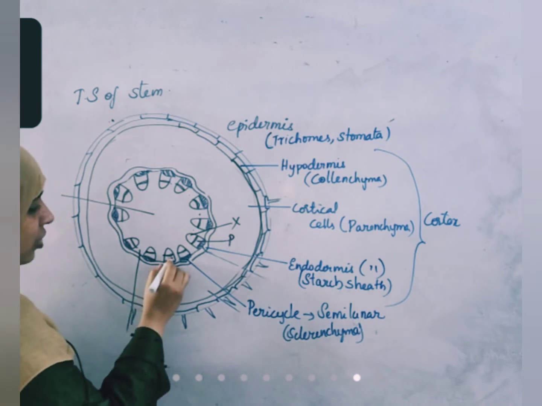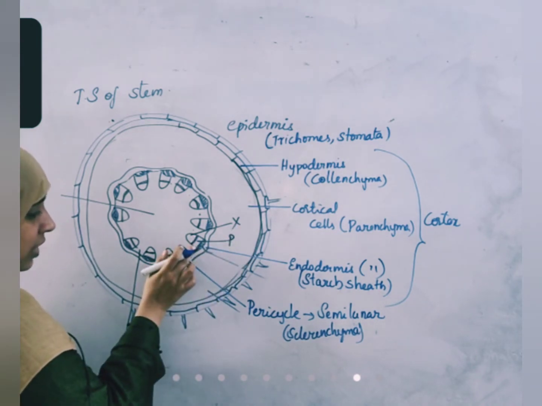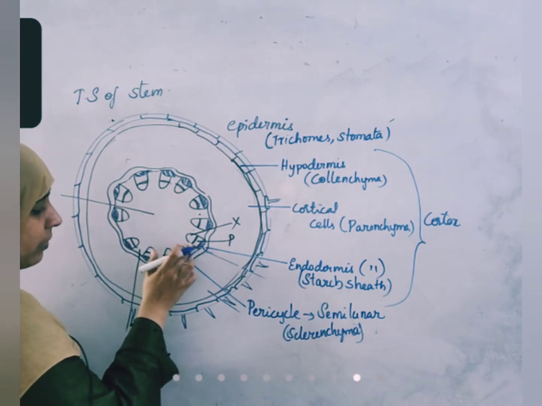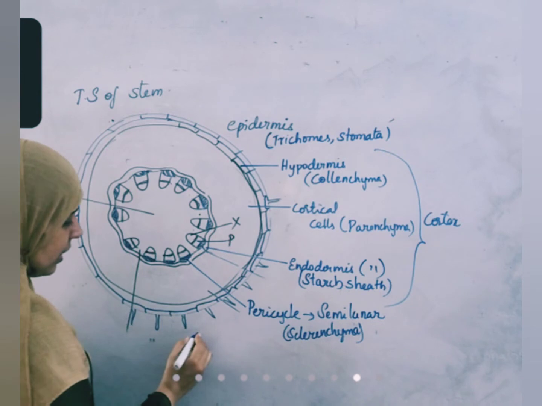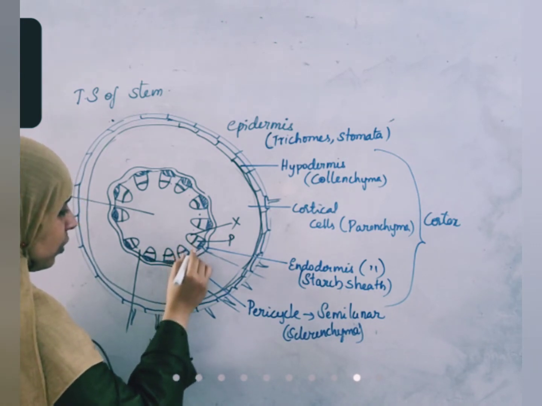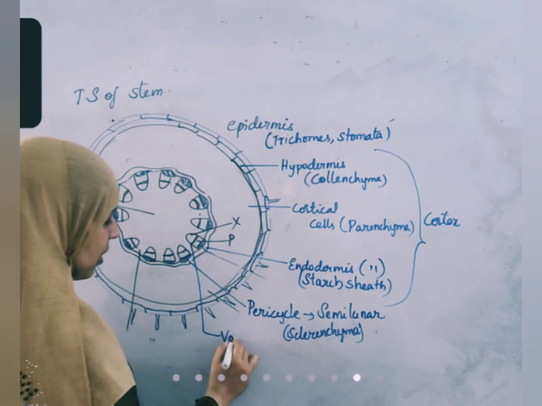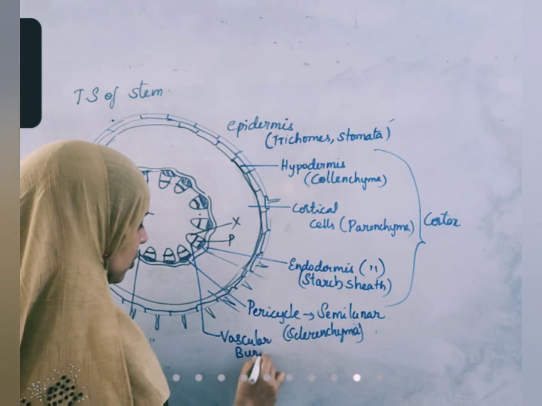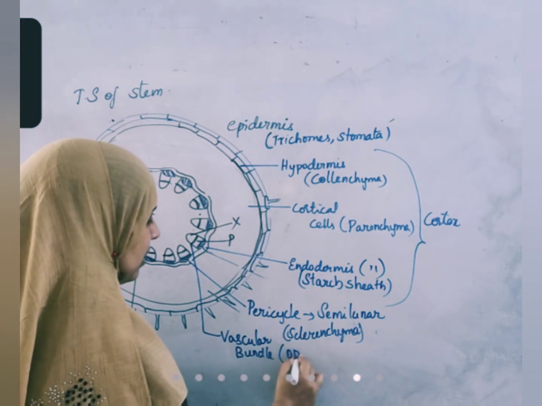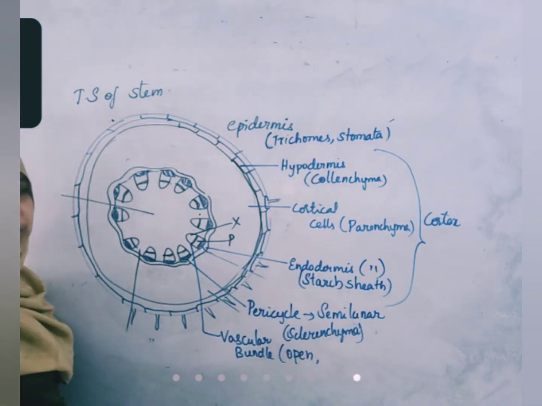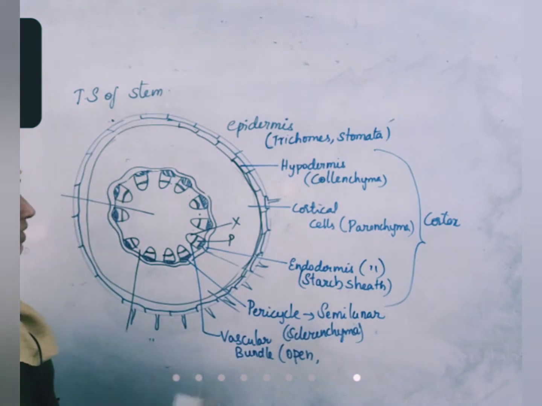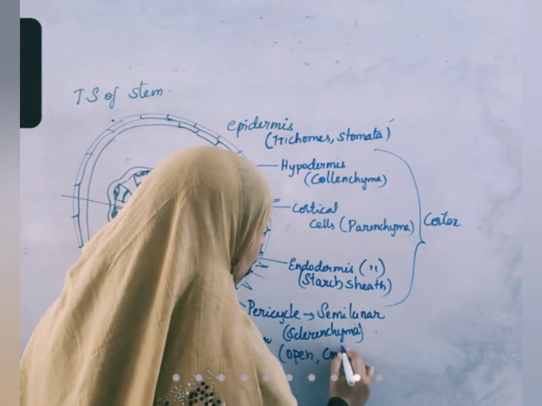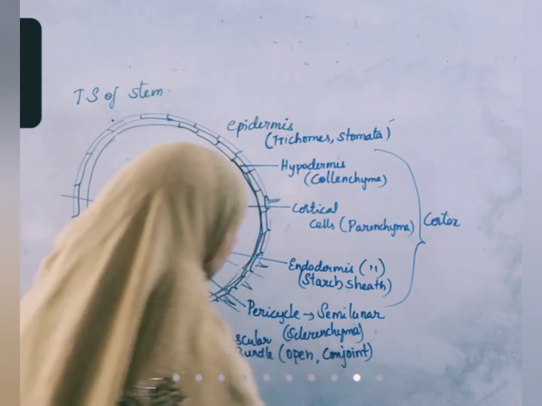Below that we have vascular bundle, which is made up of first phloem, then xylem. In stem, first phloem, then xylem. This total is vascular bundle. What type of vascular bundle it is? Open or closed? Open. Why it is called open? Because cambium tissue is present in between. And since xylem and phloem are present in one bundle, it is also called as conjoint vascular bundle.